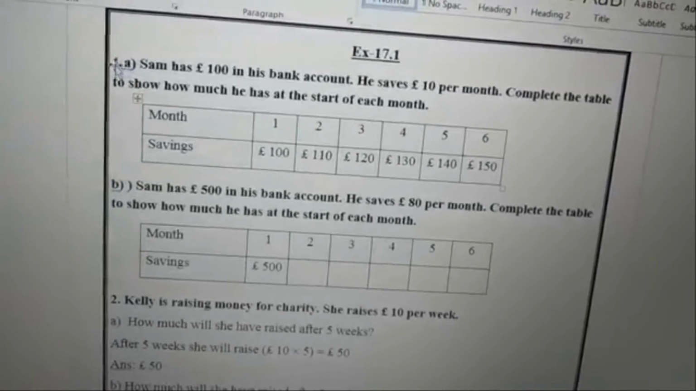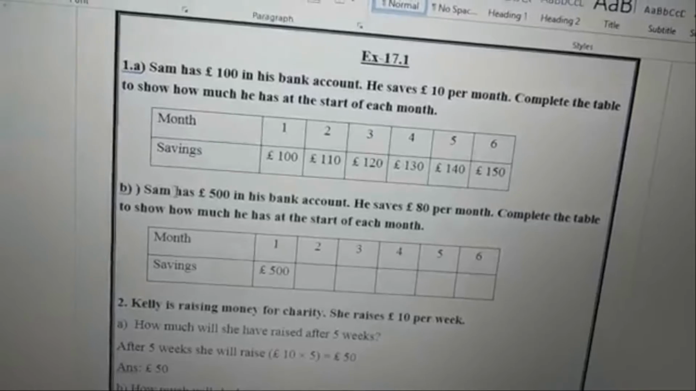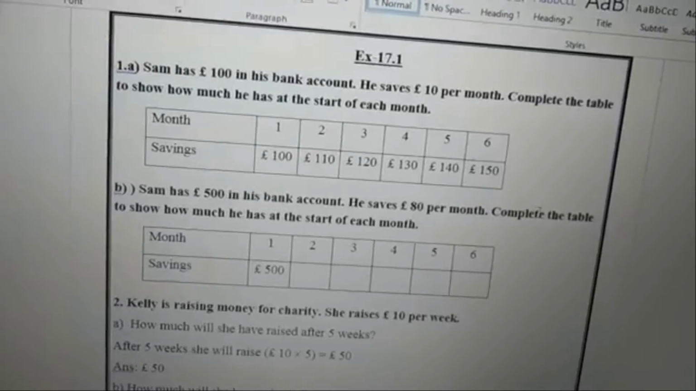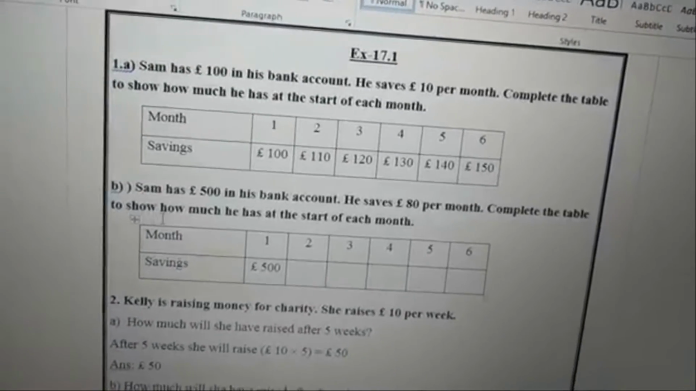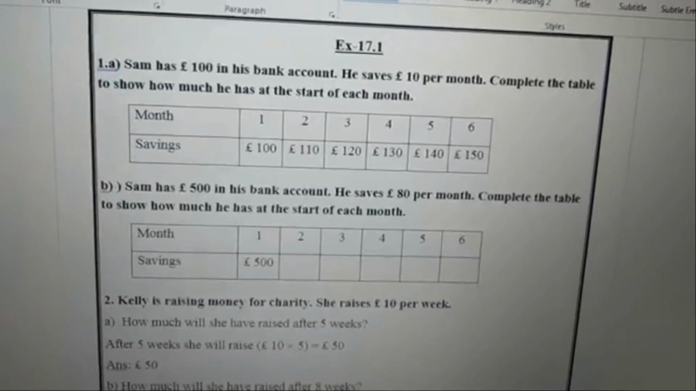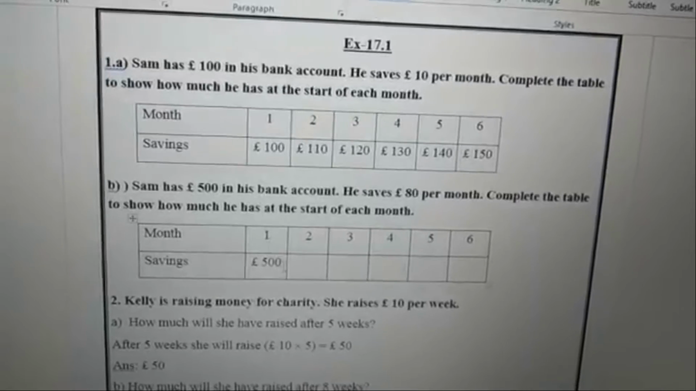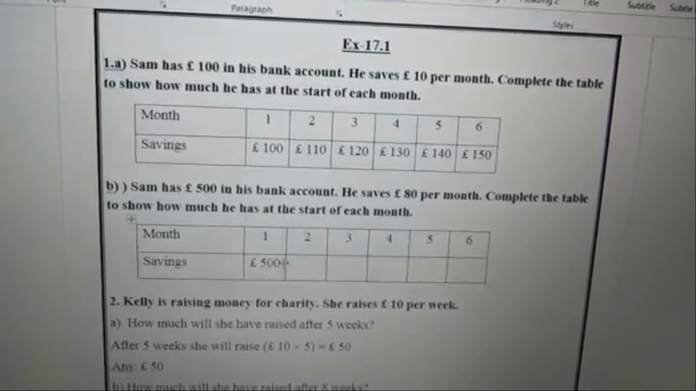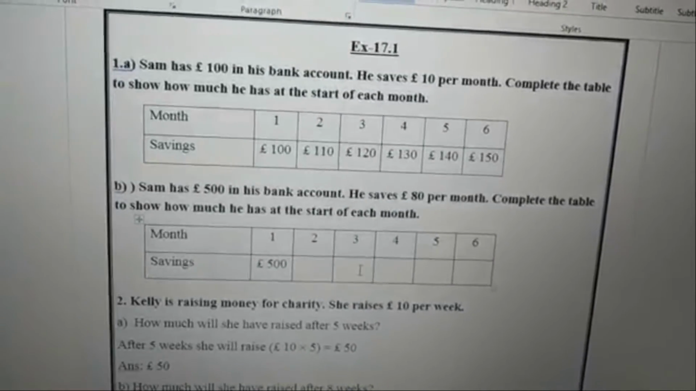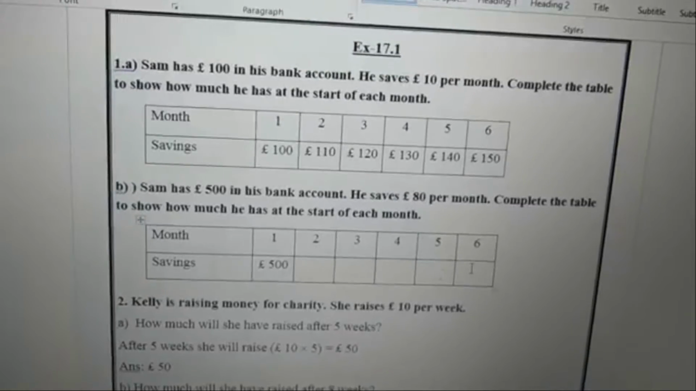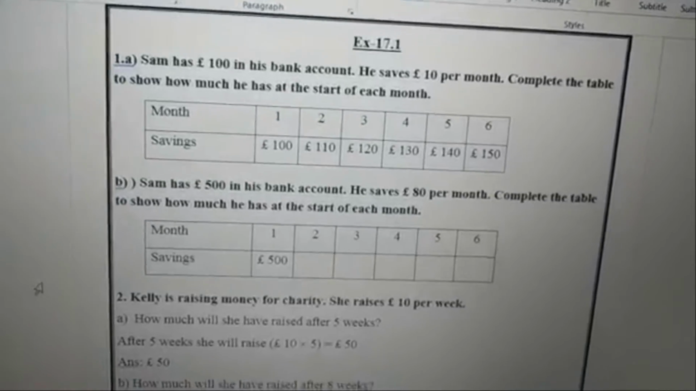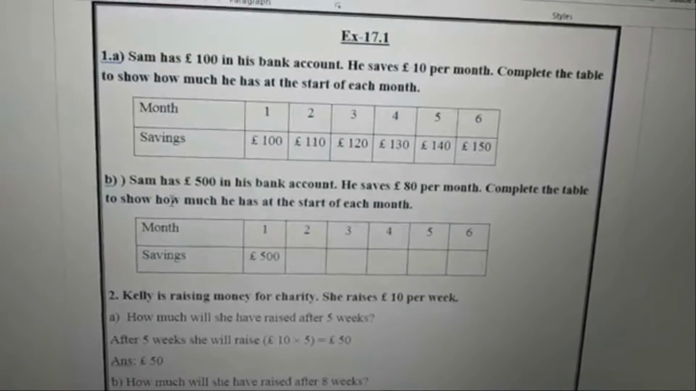Similar to number A, question number B is Sam has £500 in his account. He saves £80 per month. Complete the table to show how much he has at the start of each month. So it is same as number 1A. Our starting amount will be £500 and we have to add £80 per month, and then we can find the amount in each month he has in his account. So hope you understand this one.